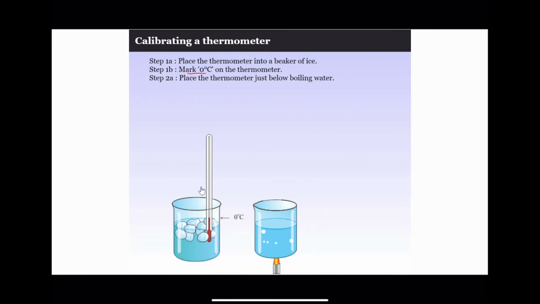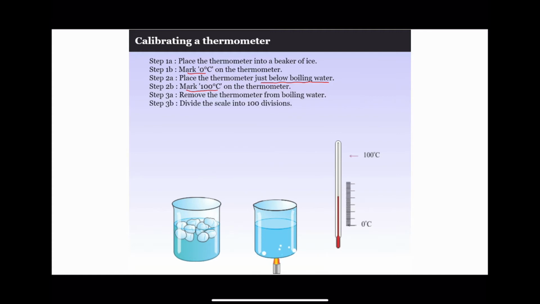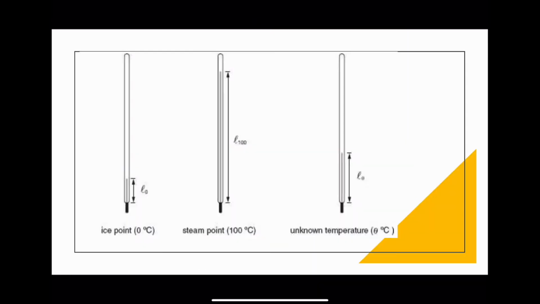And then place the thermometer just below boiling water. Mark 100 degrees Celsius on the thermometer. Remove the thermometer from boiling water. And then place the thermometer at a substance that you want to measure. Before that, divide the scale into 100 divisions. So this is what you will get.